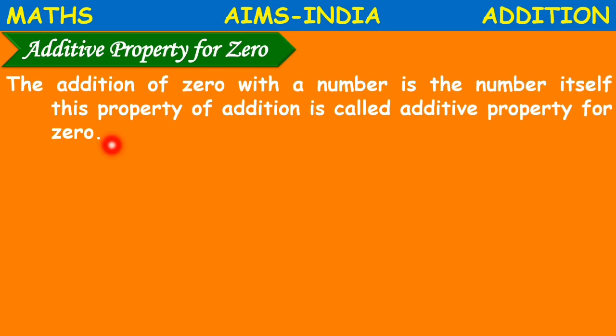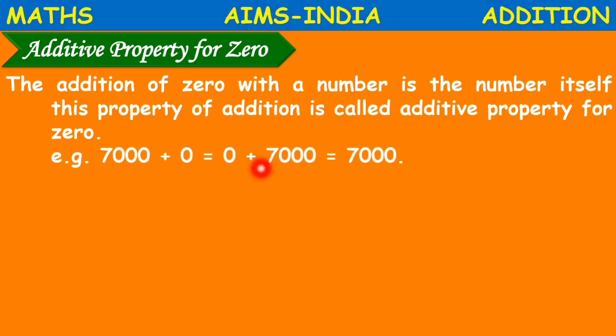Now moving on to the last property, which is the additive property of 0. This is very easy, children. The addition of 0 with a number is the number itself. This property of addition is called the additive property of 0. We know this, right? Whenever we add 0 to a number, the answer will be the number itself.